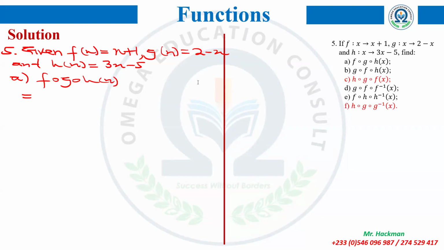Okay, now we know that this will be the same as f of, then it will be j, you feed it with what? h of x.